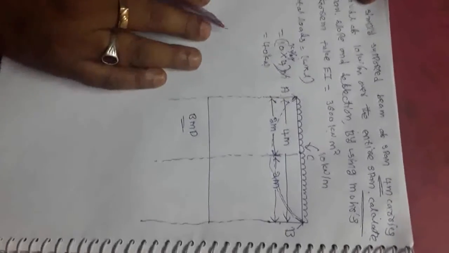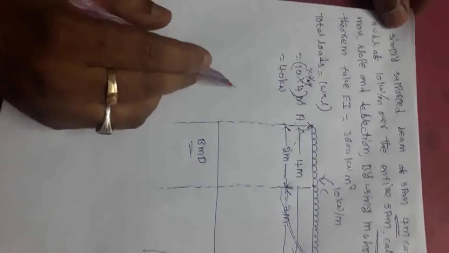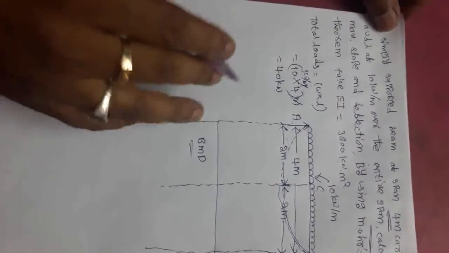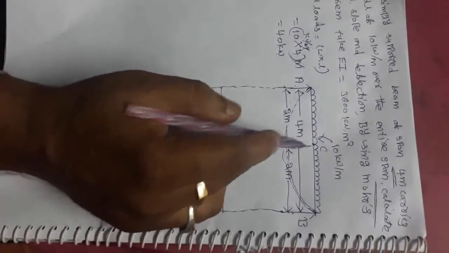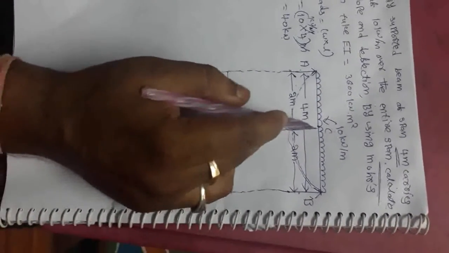So this is a symmetrically loaded beam. For a symmetrically loaded beam, the maximum bending moment occurs at the middle portion. So the maximum bending moment occurs here only. This point is denoted as C, assume it as C.